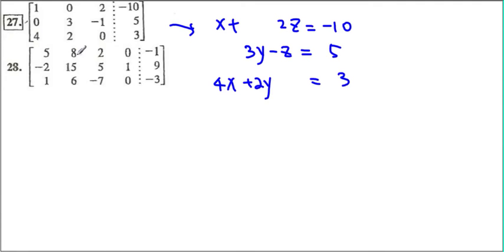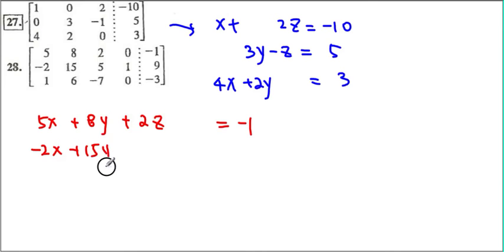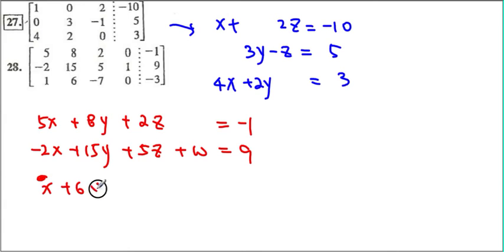How about here? X, y, z, w, if I were to use those variables, then we have 5x plus 8y plus 2z is equal to negative 1. And the second row will be negative 2x plus 15y plus 5z plus w is equal to 9. The last one is simply x plus 6y minus 7z is equal to negative 3. That's how we can write it.